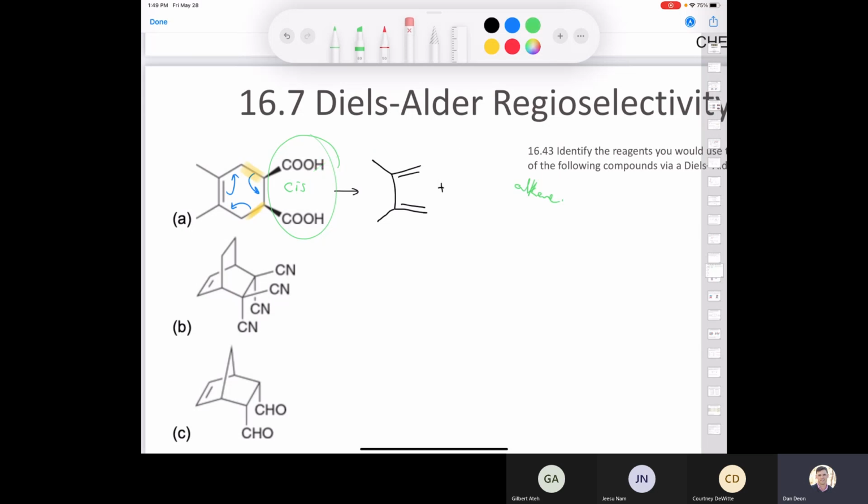All right, well, let's draw what this cis alkene is going to look like then. All it's going to have is two bonds like this in our dienophile, and then the two carboxyl groups are going to be cis to each other. So we draw a carboxyl group here and a carboxyl group there. And that's it, my friends. Nothing more than that. Give me a thumbs up if you think you could do that one, or stop me if you have a question.